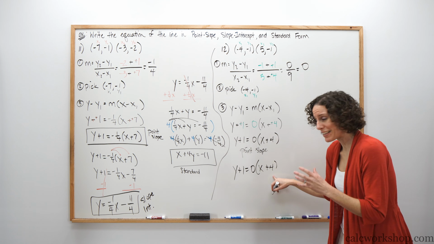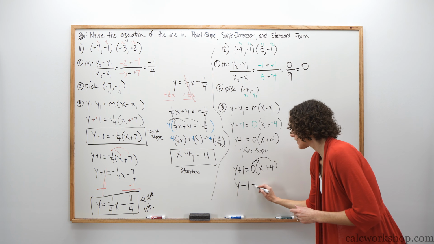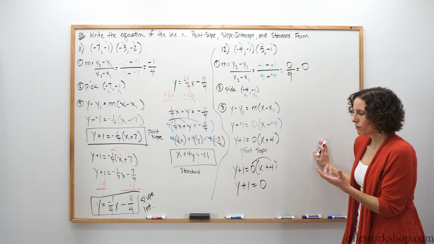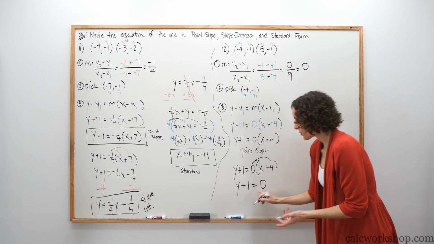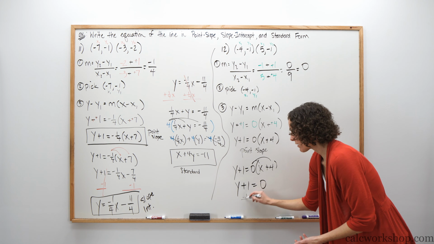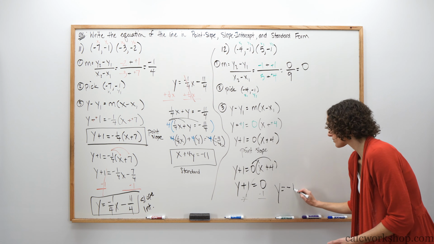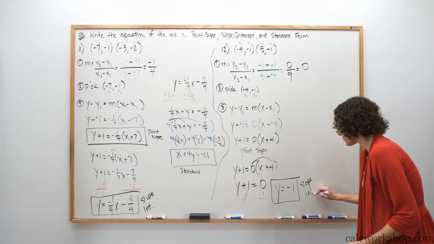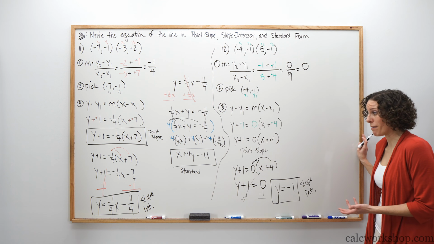We have y plus 1 equals 0 times x plus 4. 0 times anything is 0. If we distribute the 0, we get y plus 1 equals 0. The whole right-hand side of the equation goes away, which means all we have left to do is get y by itself for slope-intercept form, which means we subtract 1 on the other side. Positive 1 and negative 1 wipe out, and we're left with y equals negative 1. This is slope-intercept form. Y equals, well, there is no mx plus b.